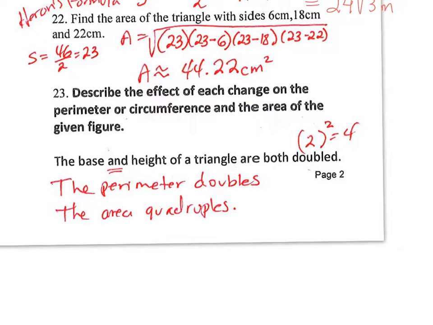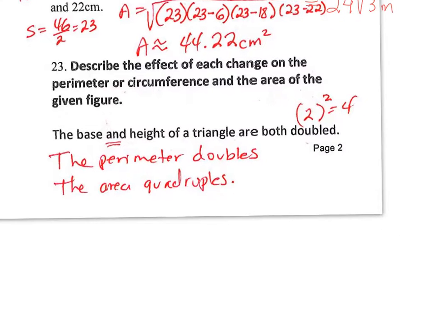So for number 23, it says describe the effect of each change on the perimeter and on the area of the triangle. If you change all the dimensions, then the perimeter would also be multiplied by whatever the number is given. In this case, it doubles, so the perimeter doubles. And if you change all the dimensions, the area would be multiplied by the factor squared, which the factor is 2, squared, and that would be 4. So it's multiplied by 4, or just quadruples, whichever of the two is right.